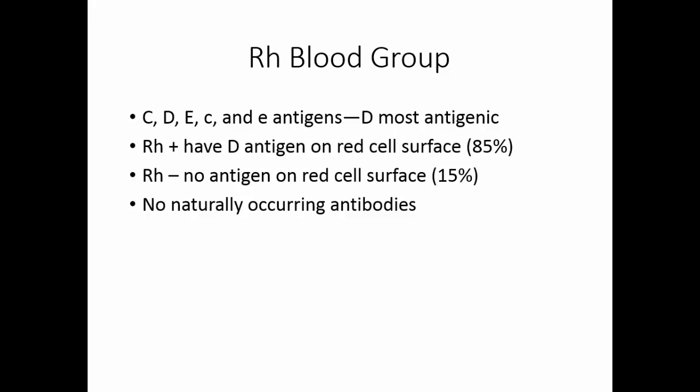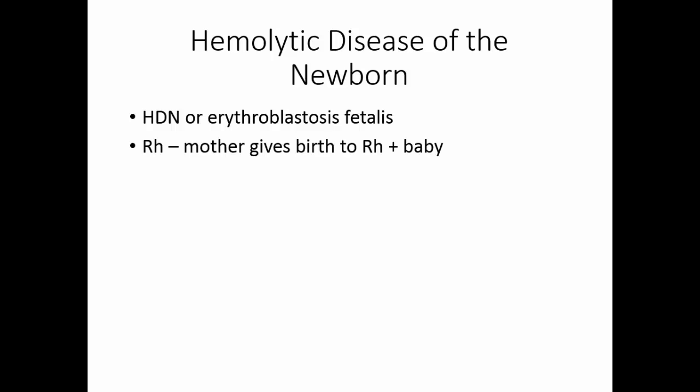We do not get naturally occurring antibodies to D, so if you are D negative or Rh negative, you do not have anti-D antibodies. The only way you'll produce antibodies to D is if you are exposed to Rh positive blood. Hemolytic disease of the newborn, or HDN, also is known as erythroblastosis fetalis. This can occur if an Rh negative mother gives birth to an Rh positive baby.